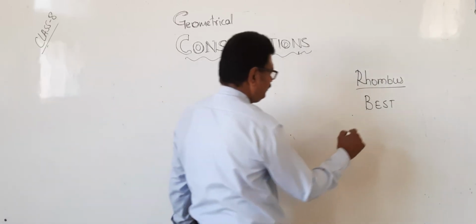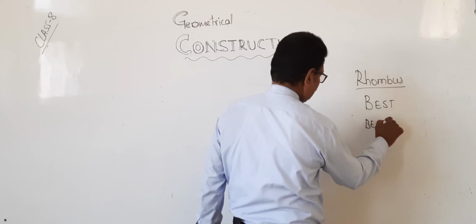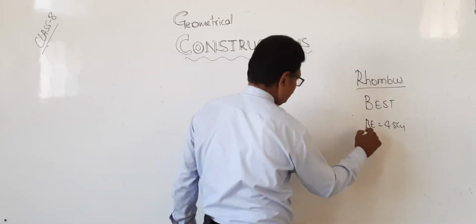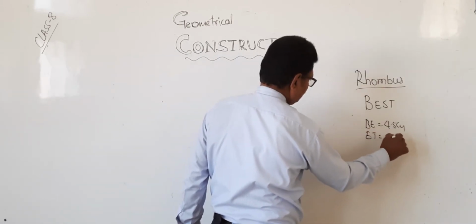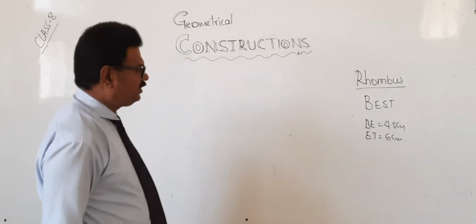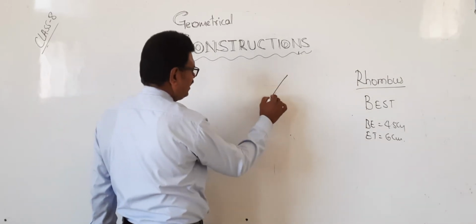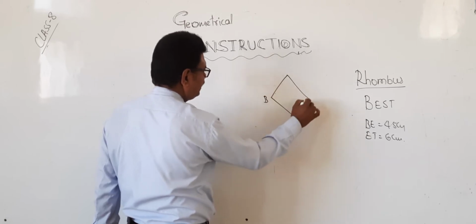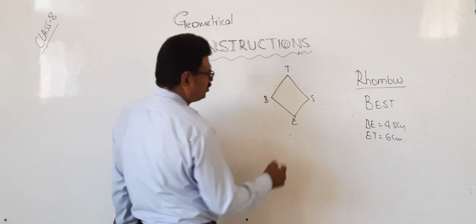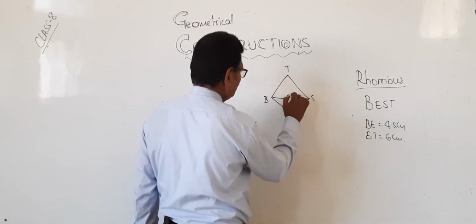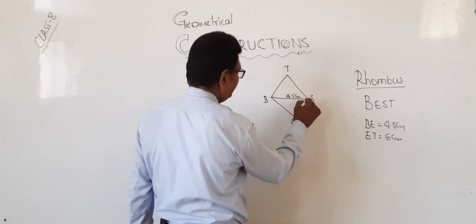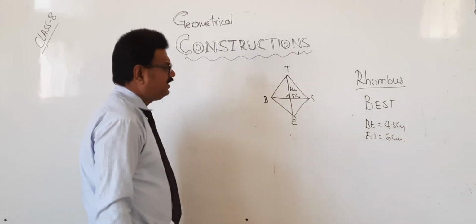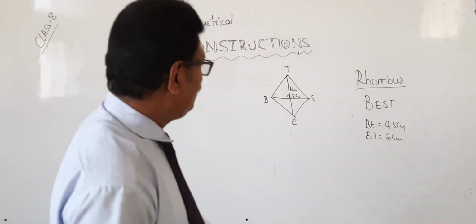BE is 4.5. Next, ET is 6. Right. Now very simple. First you draw a rough diagram, then it will be easy. BEST. First, BE, how much? 4.5 centimeters. ET is one more diagonal, 6 centimeters. That means he has given two diagonals for us, and we have to construct this.